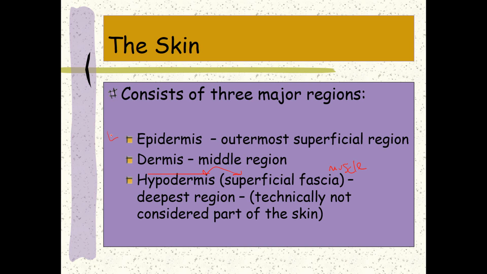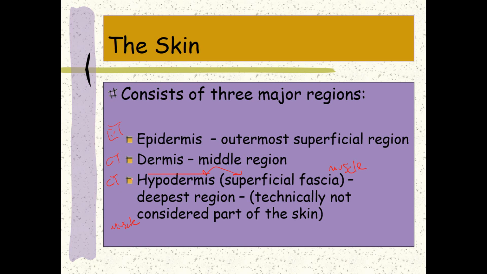So we have epithelial tissue in the epidermis, connective tissue in the dermis, and then the hypodermis is primarily adipose tissue, but also some areolar. So you see there's more connective tissue, and then deep to that is going to be muscle.